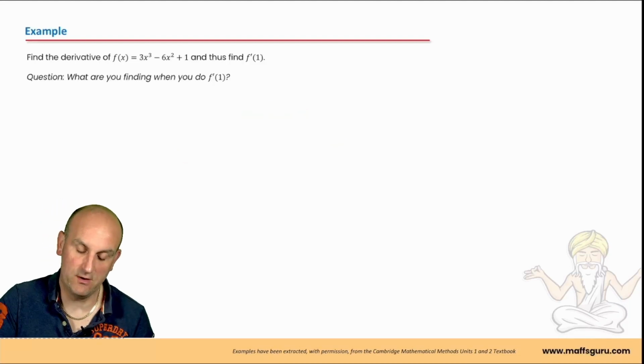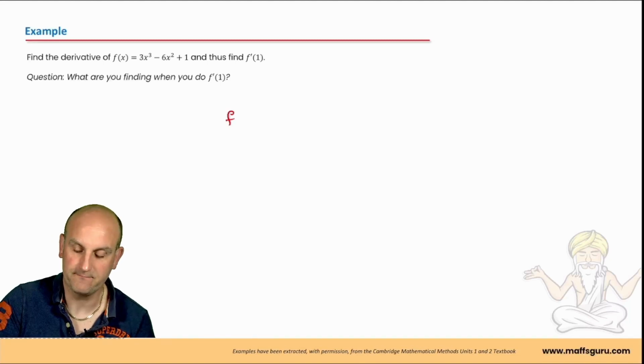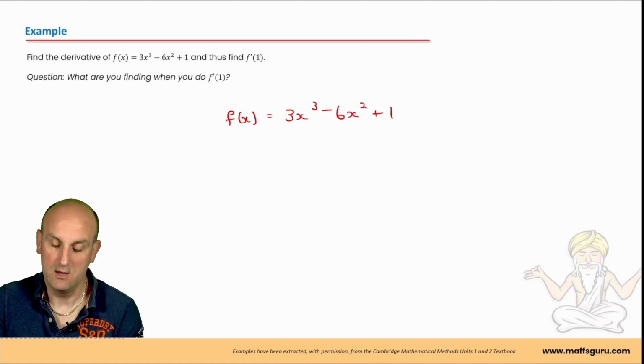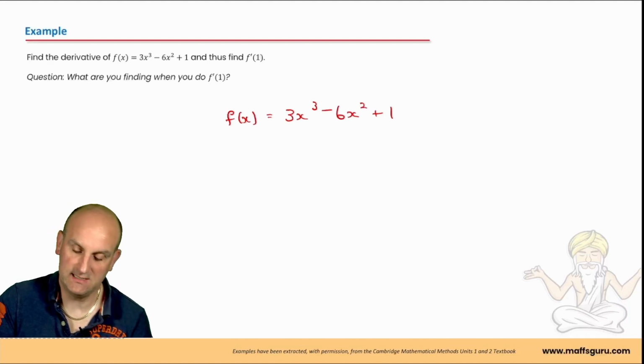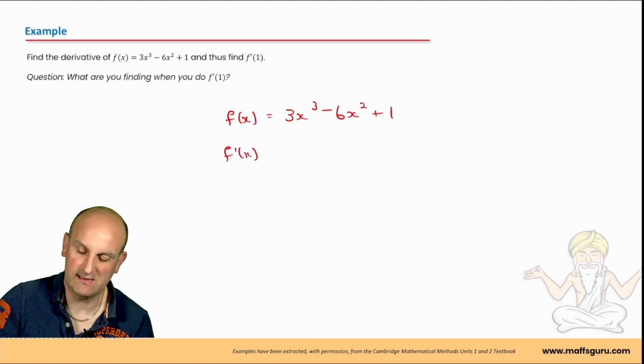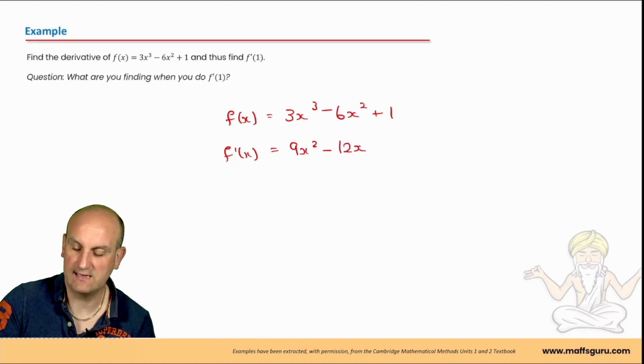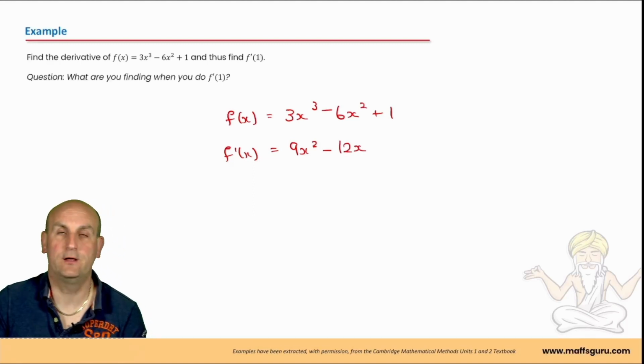Find the derivative of f of x equals 3x cubed minus 6x squared plus 1, and thus find f dashed of 1. Differentiate it. So f dashed of x is 3 times 3 is 9x squared, minus 6 times 2 is 12x, take 1 off the power, and the constant goes.